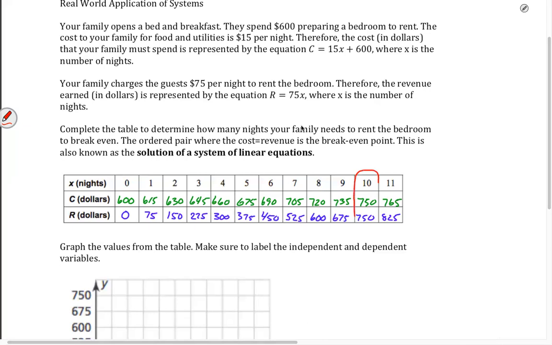So if we look at this, we can see that the two will break even right here. How do I know? Because my cost will equal my revenue. So if I rent this out for at least 10 nights, then I'm going to start making money.